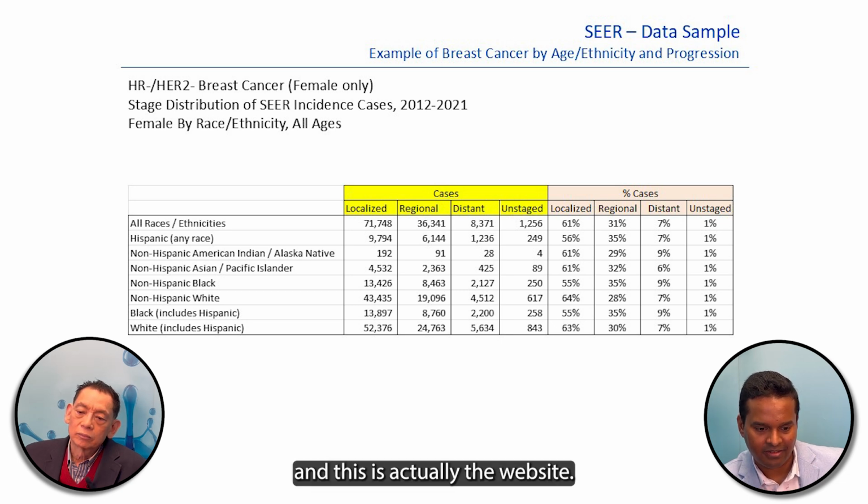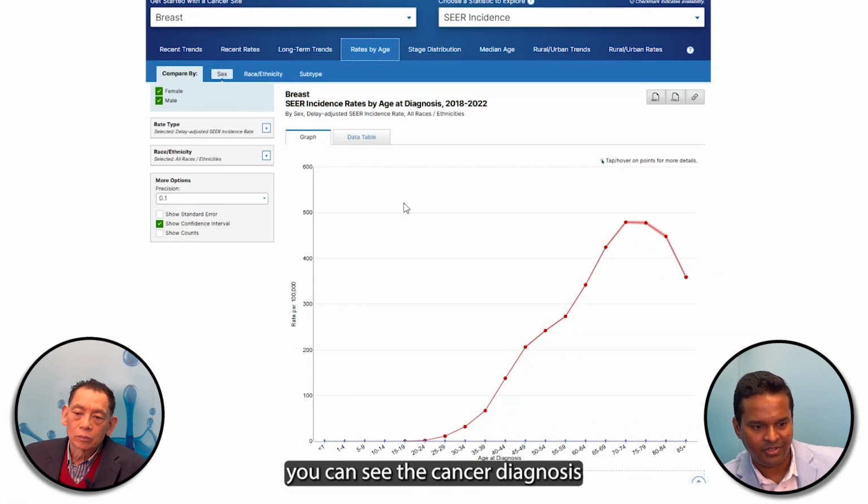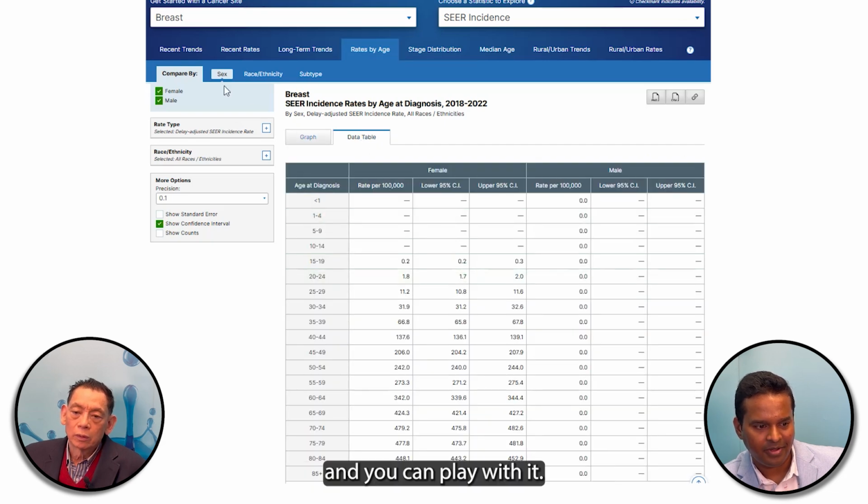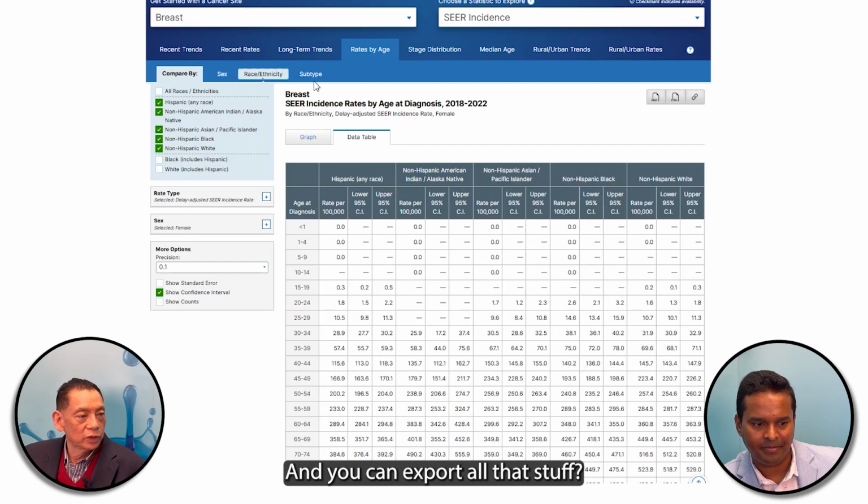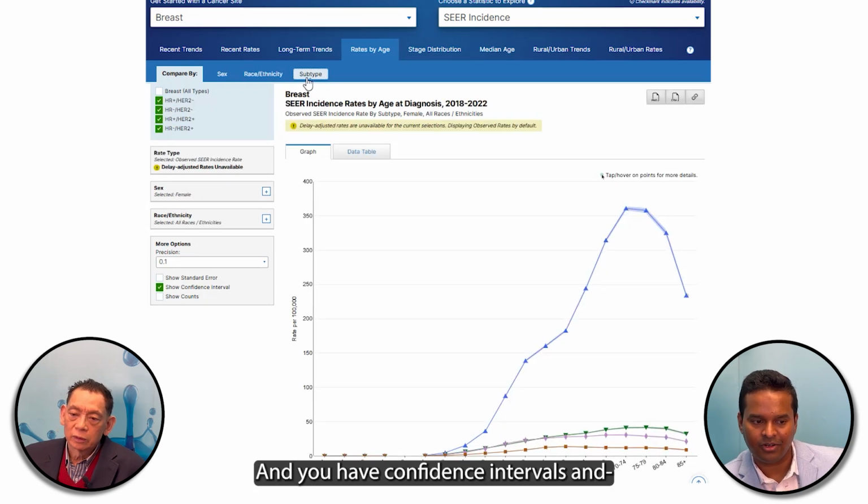And this is actually the website. So as you can see there, you can see the cancer diagnosis, and you can get the actual table as well. And you can play with it, race, ethnicity. And you can export all that stuff. And you have confidence intervals.